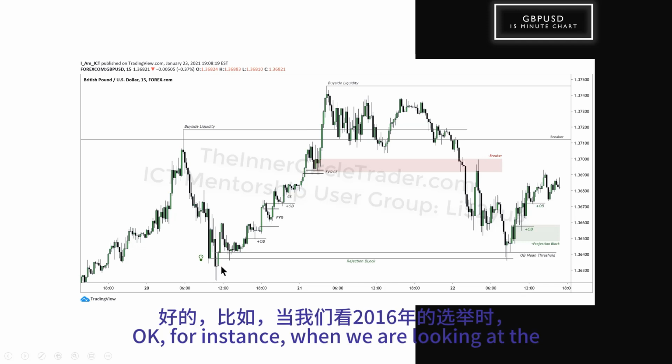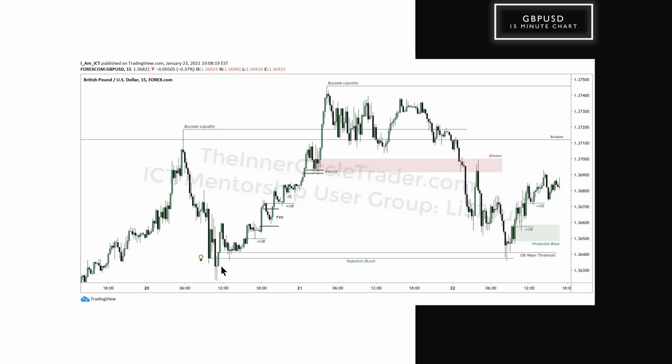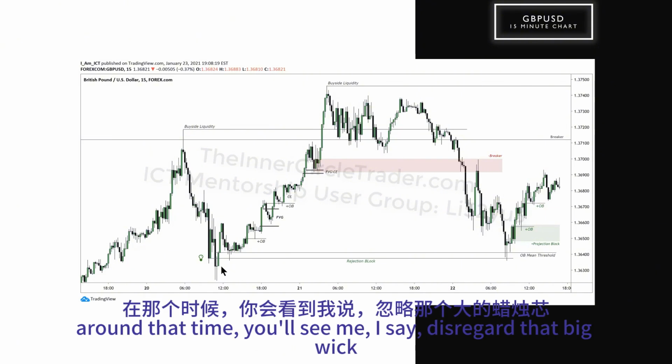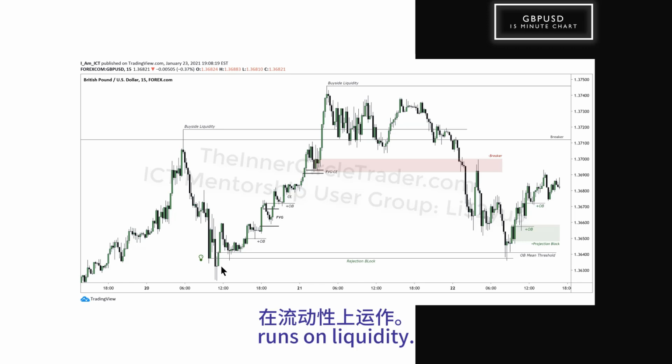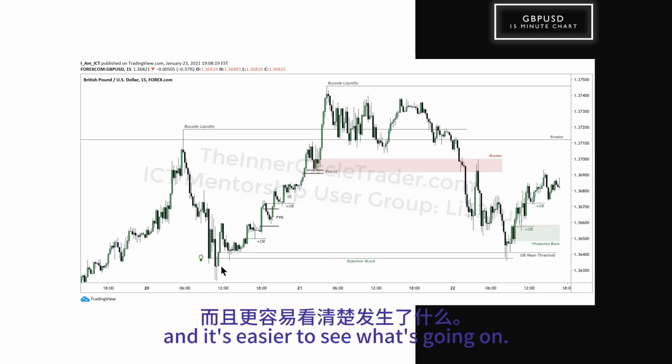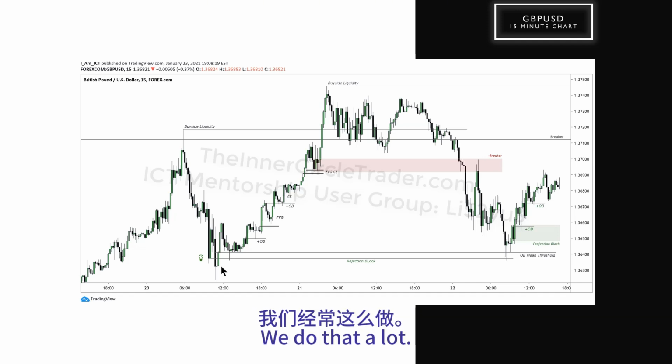Just like when we look at wicks, for instance, when we were looking at the 2016 election, it created this really big wick. And if you go back and look at the charts around that time, you'll see I say, disregard that big wick because it was all runs on liquidity. You take that out of the equation and your chart becomes really clean and it's easier to see what's going on. We do that a lot. If there's big long wicks, we phase that out because that's a gap.